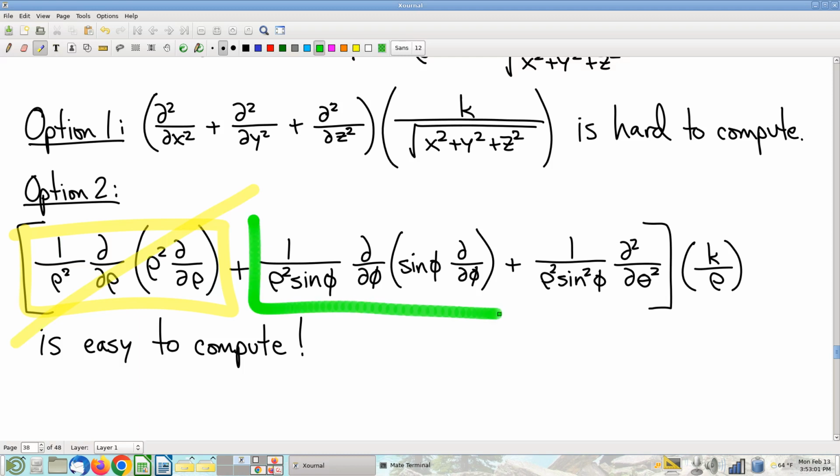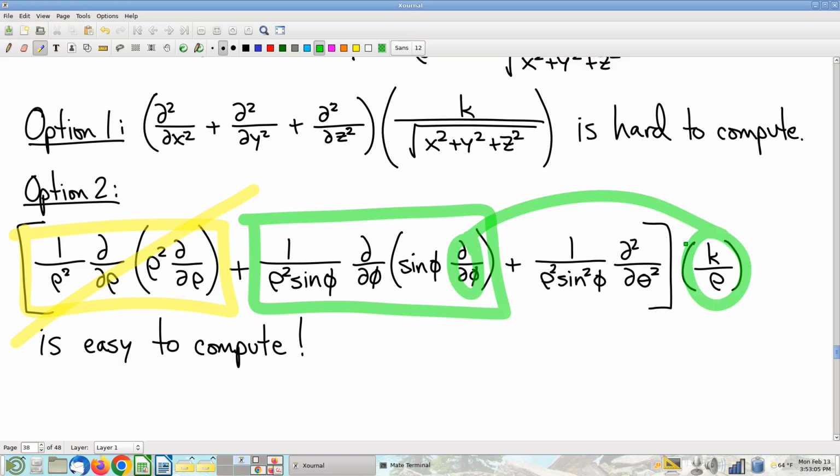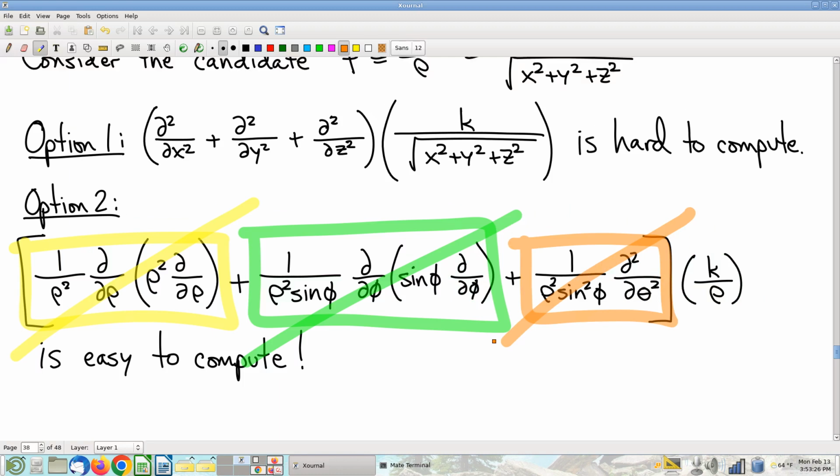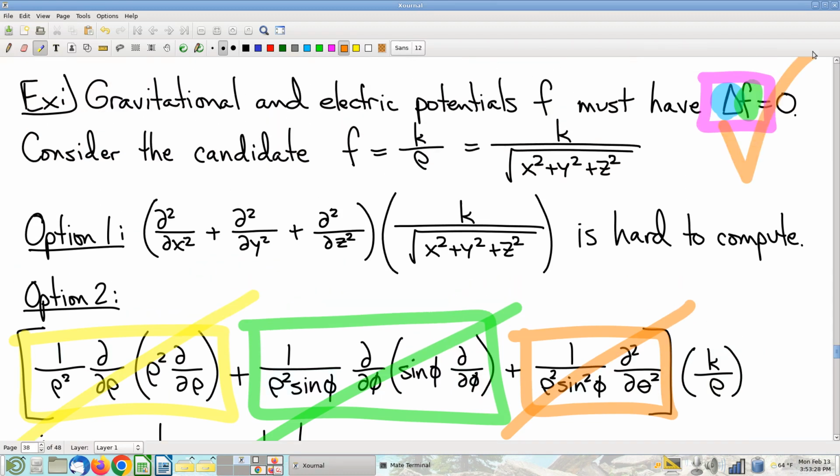Next, let's look at this term. I'm going to need to take the phi partial of an expression that doesn't have any phis in it. 0. Boom. Gone. That whole term is 0. And then lastly, you can probably see this one coming here. Very first thing I'm going to need to do is take a theta partial of an expression that doesn't have any thetas in it. 0. And game over. We're already done with the spherical coordinates calculation. And the equation up here is satisfied.